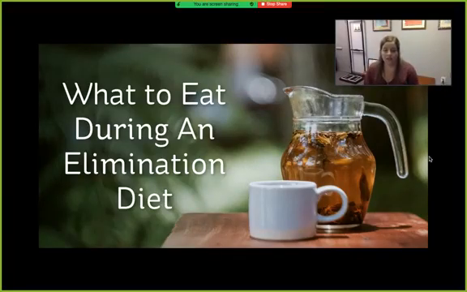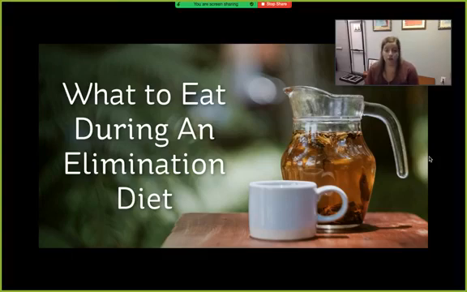Seeing the list of what foods to eliminate can be a bit intimidating at first, but don't worry, there are plenty of foods that are elimination diet friendly. Unless you have an individual concern or reason to avoid any of these foods, the following are encouraged to be a part of your diet during the elimination phase.